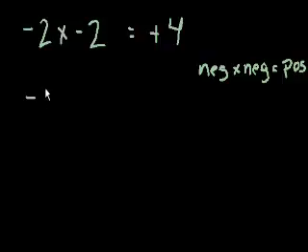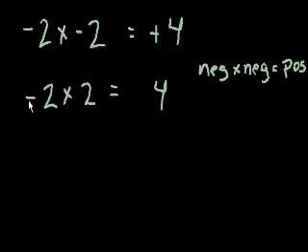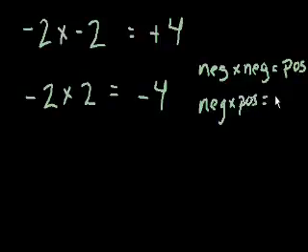What if it was negative 2 times positive 2? Well, in this case, let's first of all look at the two numbers without signs. We know that 2 times 2 is 4. But here we have a negative times a positive 2. And it turns out that when you multiply a negative times a positive, you get a negative. So that's another rule. Negative times positive is equal to negative.